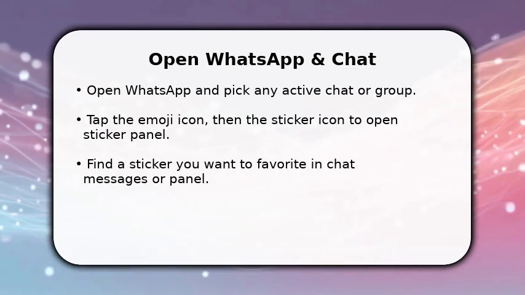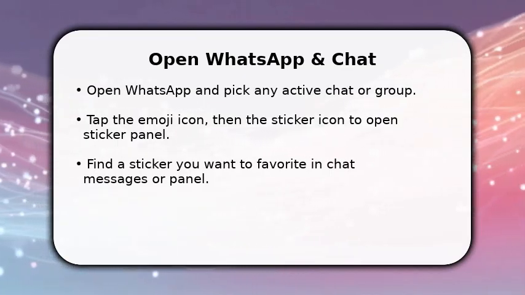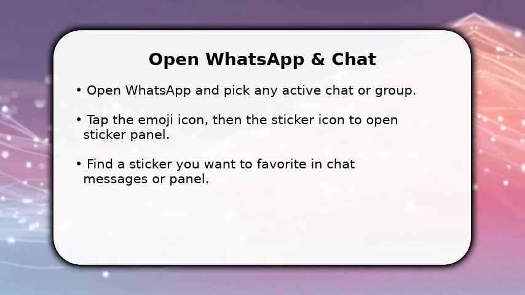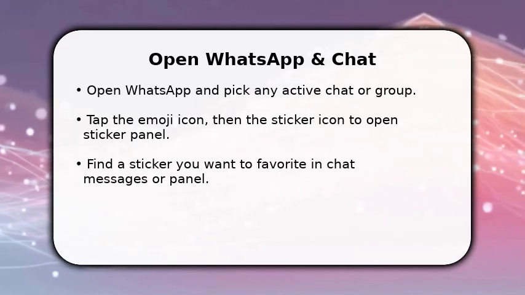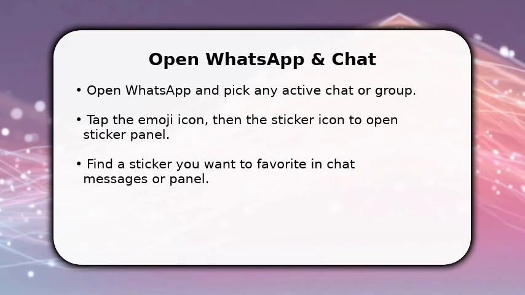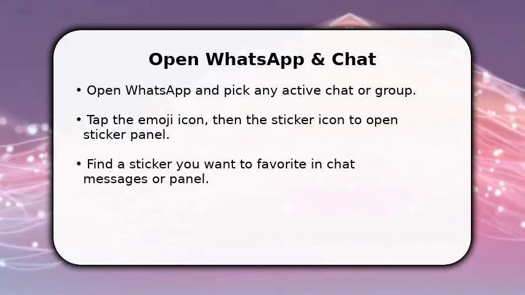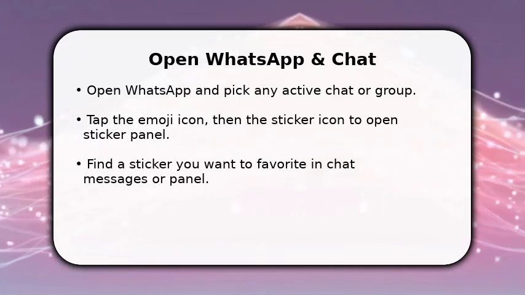You're ready? Open WhatsApp and go straight into a chat where you recently saw the sticker you want. Once in the chat, tap the emoji button at the left of the text field, then switch to the sticker tab to load your packs. Make sure you can see the sticker in the message thread or in the panel. This lets you access the long press menu. Doing this now saves time when you add it to favorites in the next step.